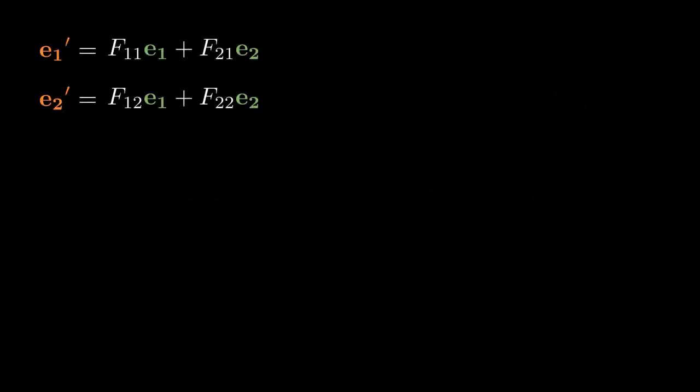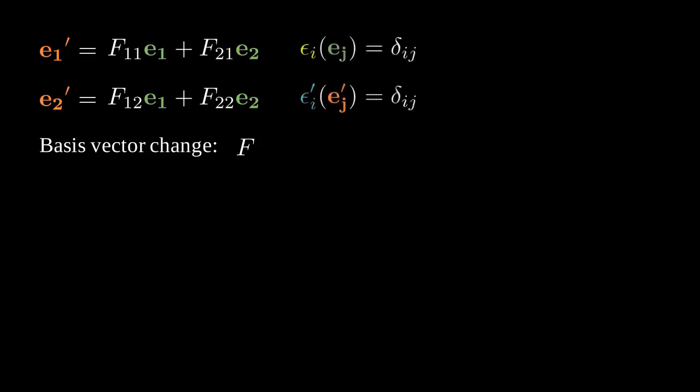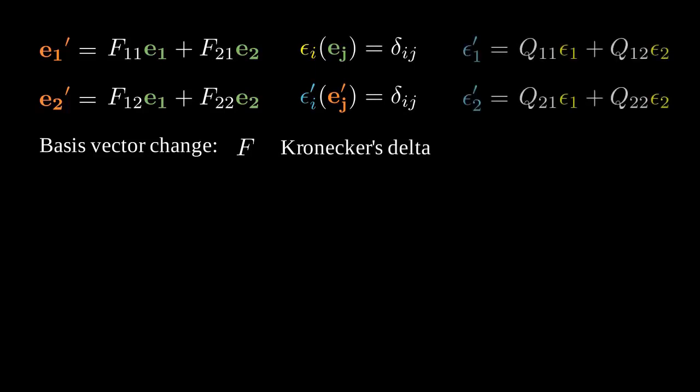First, a basis vector change uses the forward matrix F. The new basis Ei' is a linear combination of the old basis Ei. You already explained why this is 2 by 1 instead of 1 by 2. Second, the relationship between the basis vector and the basis normal is the Kronecker delta function. Third, the basis normal changes, but you only assume it is a linear combination of the old basis normal. Your normal transformation matrix is Q.